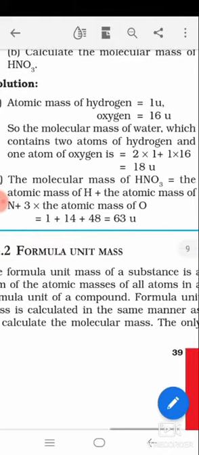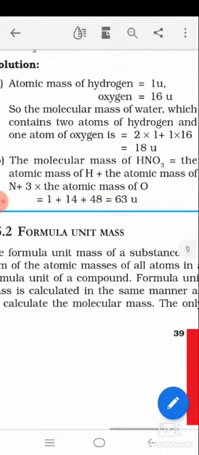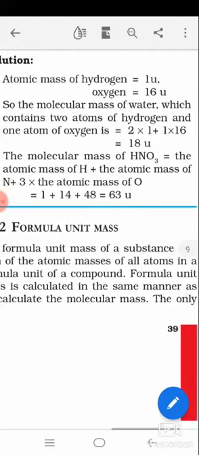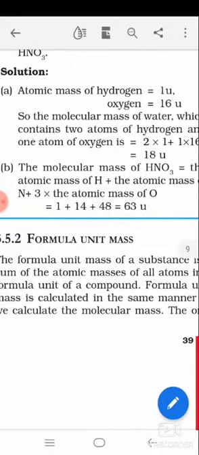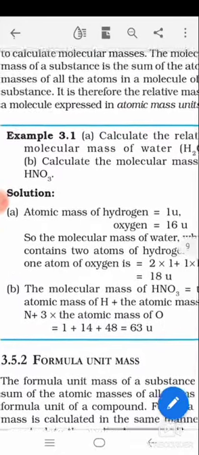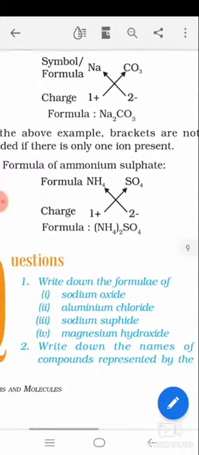Now next, HNO3. The individual atoms are hydrogen, nitrogen and oxygen. Hydrogen has atomic mass 1, nitrogen 14, oxygen 16. So 1 hydrogen, 1 into 1, plus 1 nitrogen, 1 into 14, plus 3 oxygen, 3 into 16. The sum is 63 u. That is the molecular mass of HNO3. So this is our topic for today. I think you may be clear, and let's do some problems related to the previous topic and this topic.